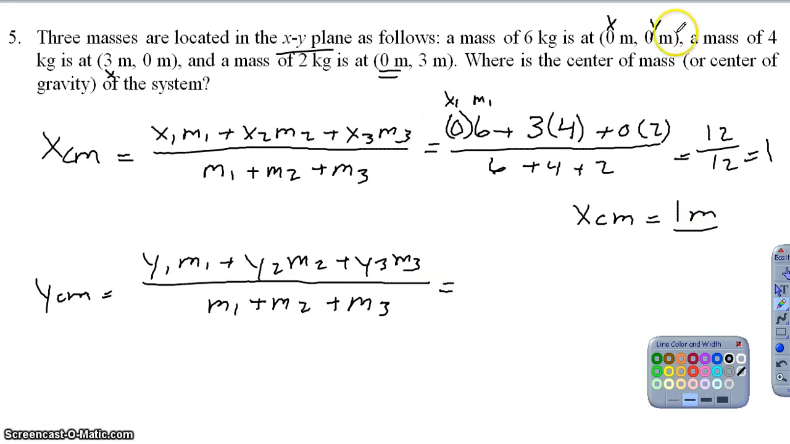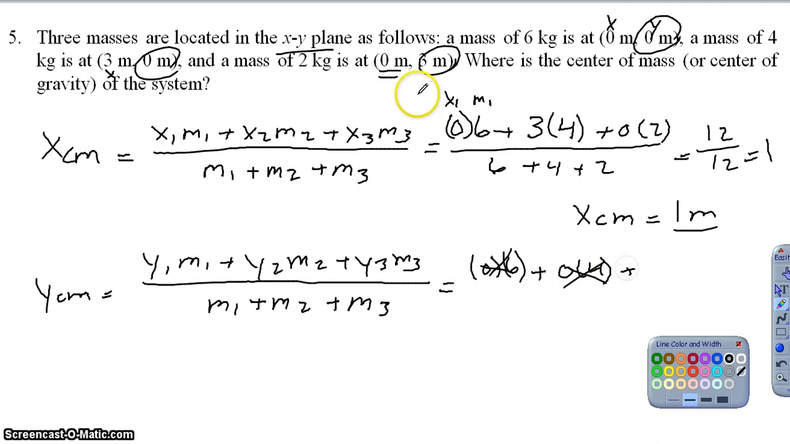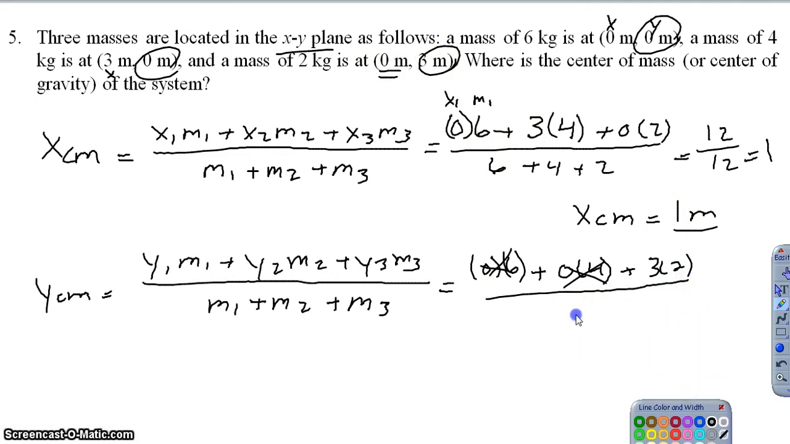Completely separately, I look at my y values, and I use the mass as well. The y value for that first one is also 0, so 0 times 6. So really that first mass of 6 we ended up not needing for either of these problems. Plus the second y position, which is also 0, times its mass of 4. Again, that negates that one. Plus the third y position, which is 3, times a mass of 2. And then once again over the total mass of my system, which is 12.